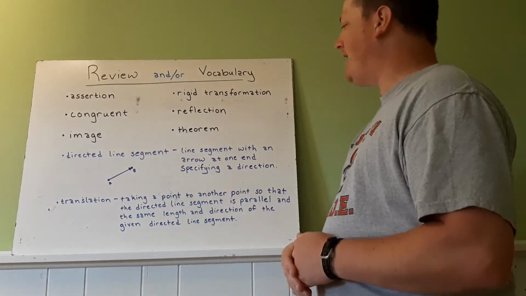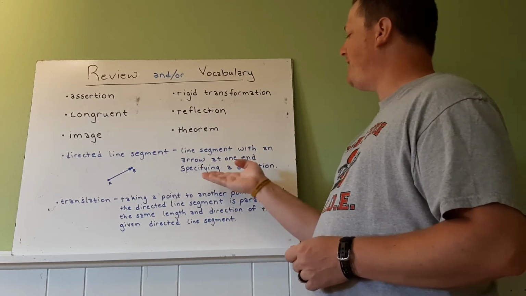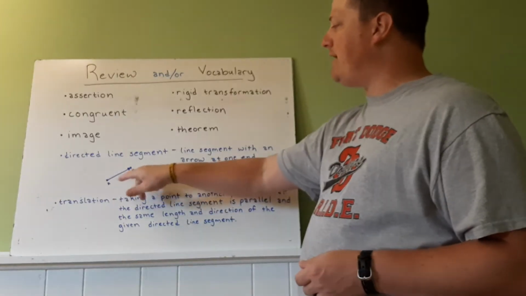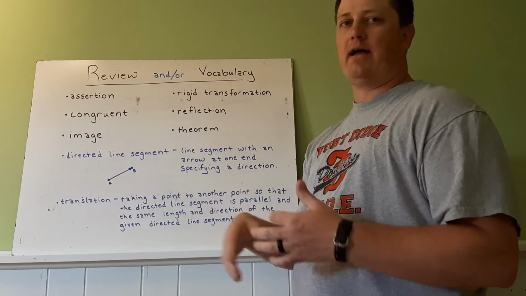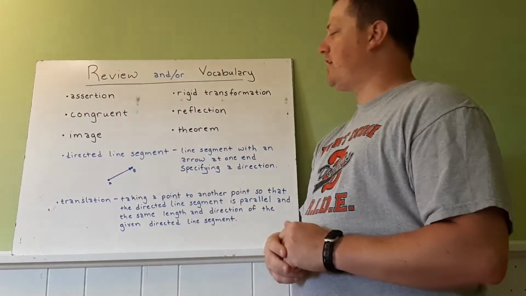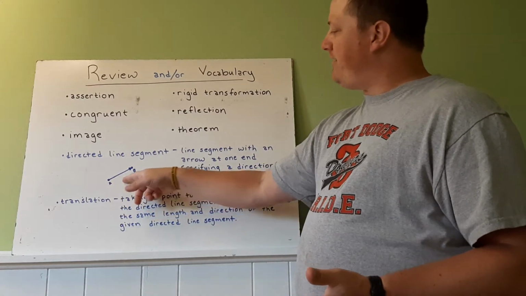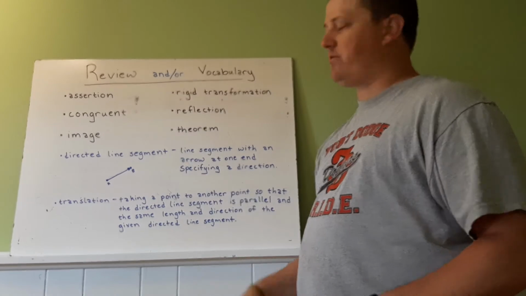All right, directed line segment is a line segment with an arrow at one end specifying a direction. So here we have directed line segment AB. So I have that segment, so the segment AB, dot to dot, would be the distance that things are going to move. The arrow shows that we're going to move from left to right at this angle. So it's going to go up a little bit and it's going to go left to right because of the arrow.